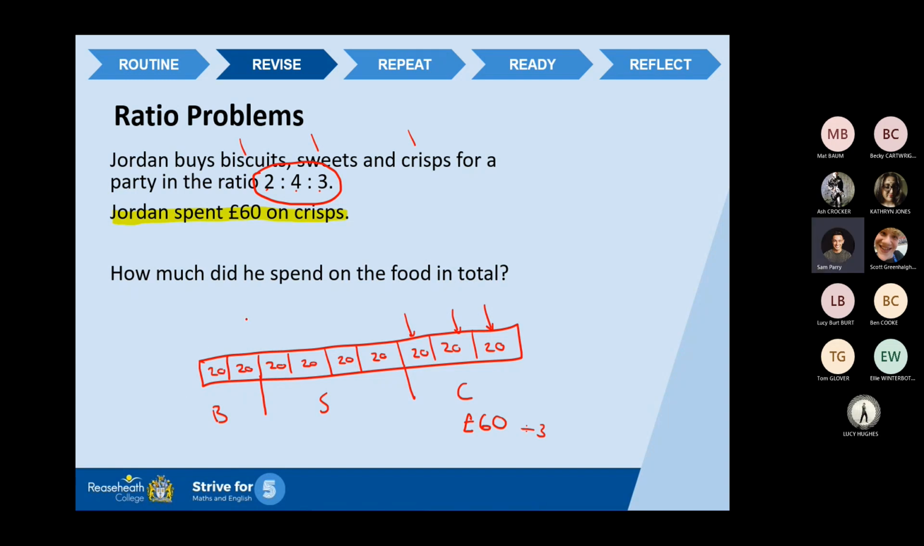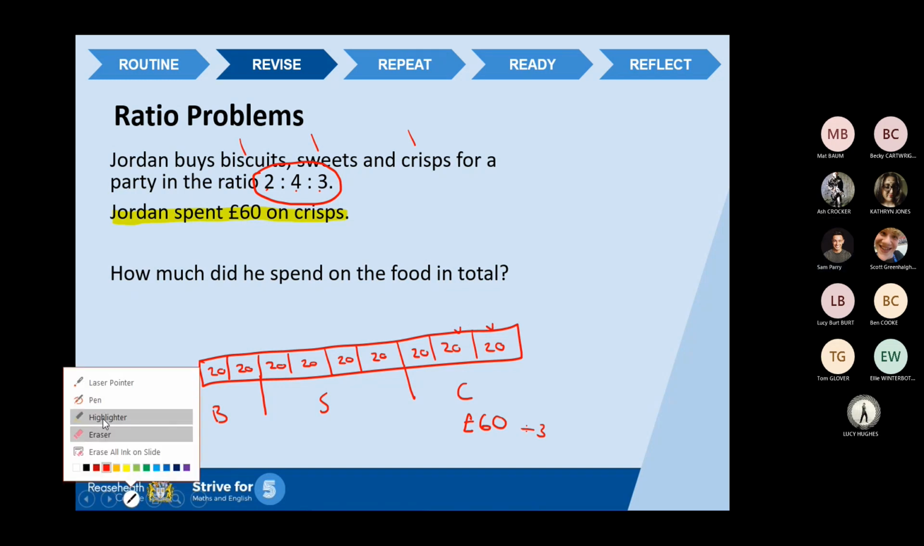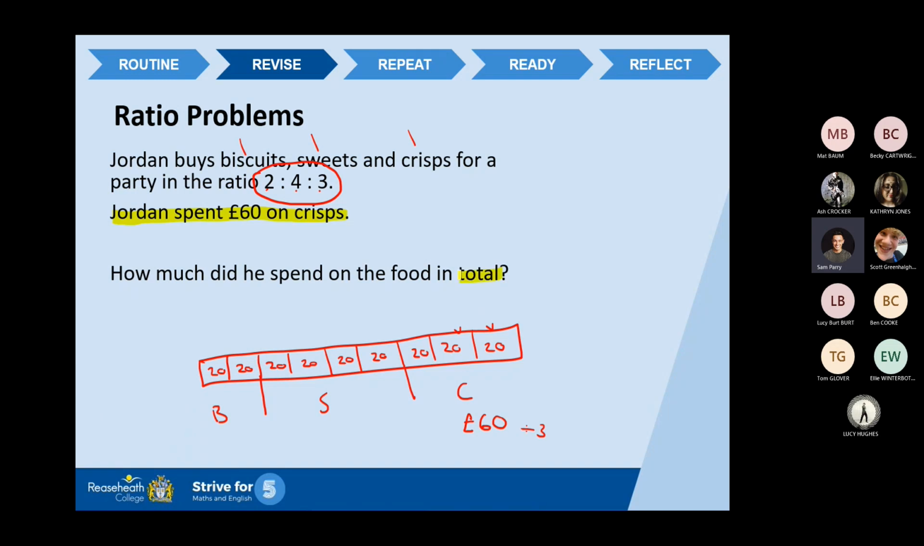Happy days. Now I've got that, I can actually answer any question I want. You can ask me any question about this ratio and I'll be able to give it to you. Okay, so let me just quickly clear those arrows. It says here, how much did you spend in total on the food? Okay, so in total, it's the entire bar, isn't it? If it's a total, it's all of it.